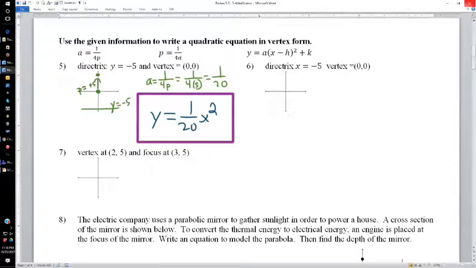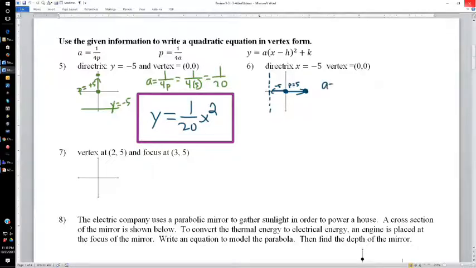Number 6, the directrix is at x equals -5, and the vertex is at 0, 0. Okay, so the directrix is at x equals -5. So that's over here. The vertex is at 0, 0. That's a vertical line. So they went -5 for the directrix, which means they went +5 for the focus. Therefore, P equals 5. Right.